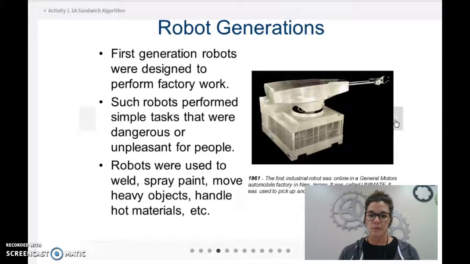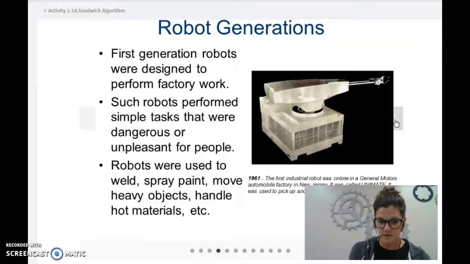Like we said earlier, the first generation robots are designed to perform factory work. Such robots perform simple tasks that were dangerous or unpleasant, like repetitive motions that sometimes can hurt a human's, say, elbow. If they do the same task over and over with their arm, they could get what's called tennis elbow, because it's so repetitive that it starts damaging their body. So it's unpleasant for people.